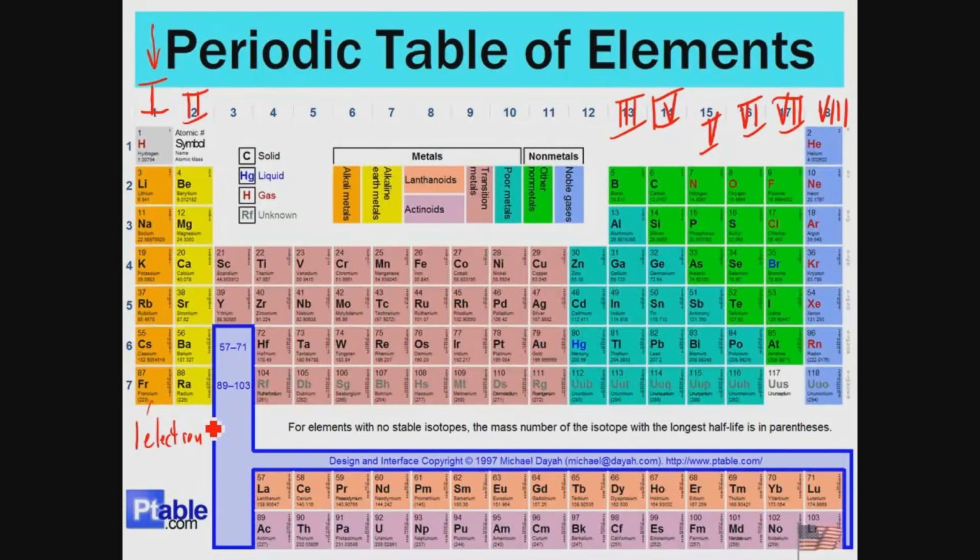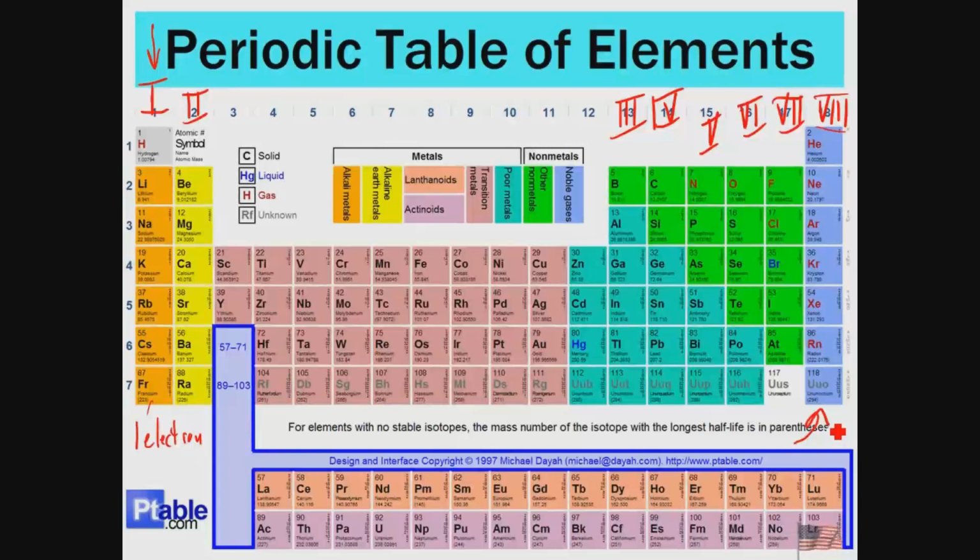The ones in column 2 have 2. The ones over here in column 13, at least on mine it says 13, have 3, then 4, 5, 6, 7. And we'll find that these guys at the very end have 8 in their outermost shell. They're happy. They're called the noble gases: helium, neon, argon, krypton, xenon, radon.